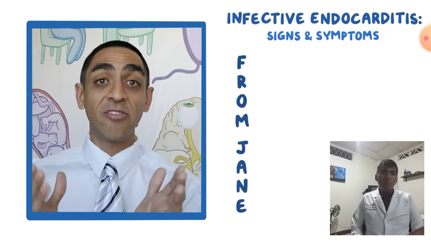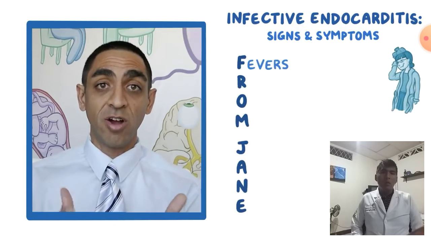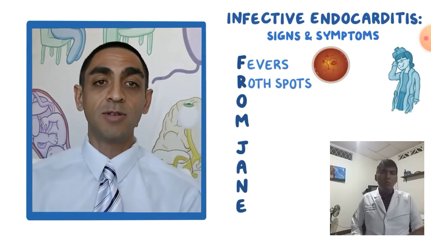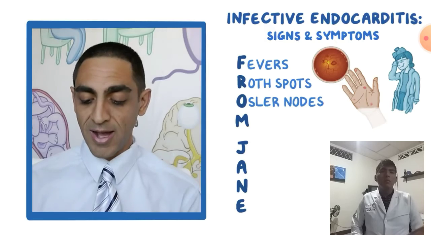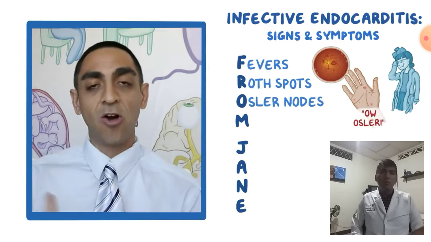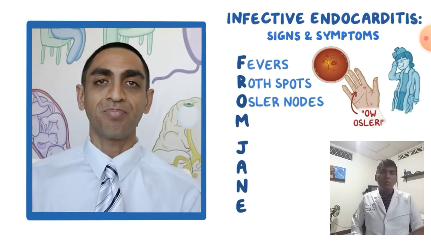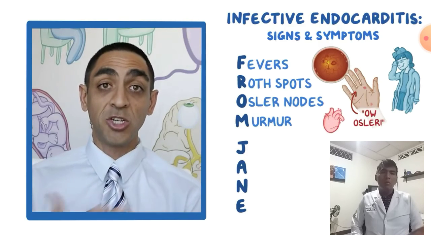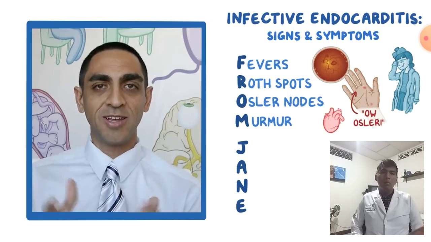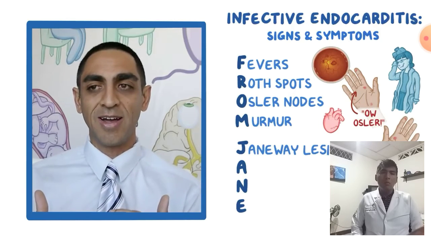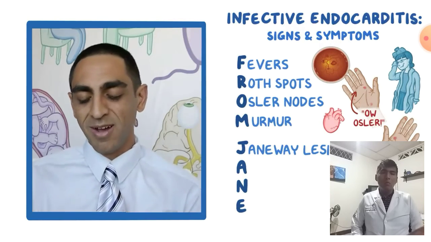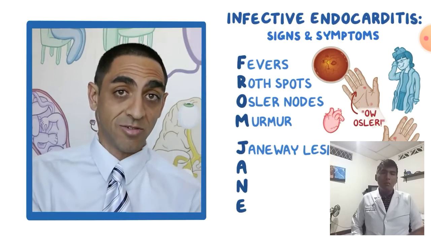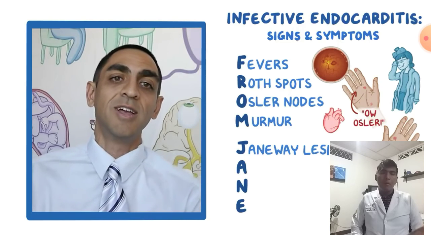From Jane, F stands for fevers. R stands for Roth spots. Just think of the eye exam. O stands for Osler nodes. So I think of ow, Osler, ow being because they're painful or tender. M is murmur, so heart murmur. Jane is Janeway lesions. And I think, oh, just Janeway, meaning they're not painful, they're just Janeway lesions. So they're distinct from the Osler nodes, which are ow, Osler.